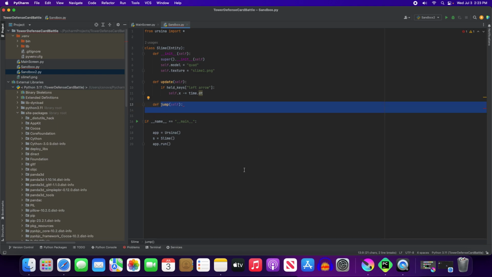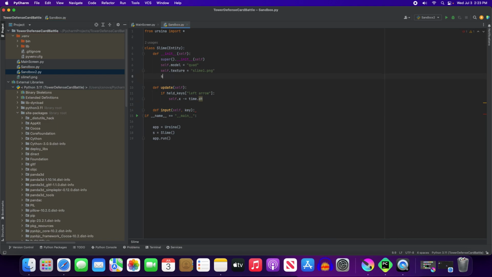We didn't make an input, so def input self and key, and we are just going to create a thing called jumping, and we'll set it equal to false. And if input is space, so if key equals space, then jumping equals true. And then in the update, this is where we're going to have our jumping.